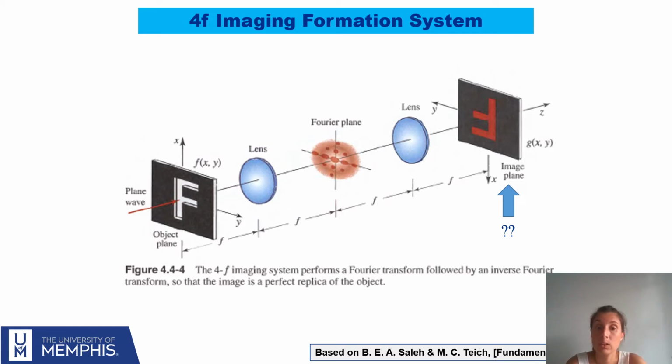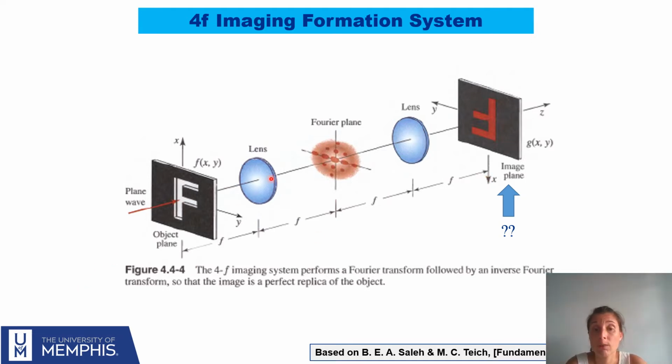Microscopes usually work in a 4F configuration. What that means is you have the object placed at the front focal plane of the first lens. Then we know that at the back focal plane of the lens we have the Fourier transform. That becomes the input signal of the second lens. And at the back focal plane of the second lens, we have the image plane.